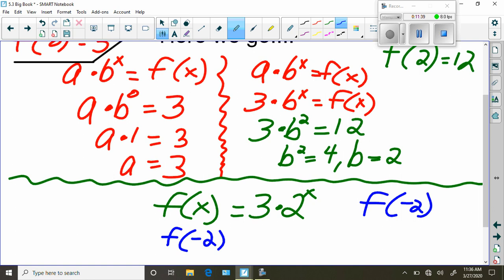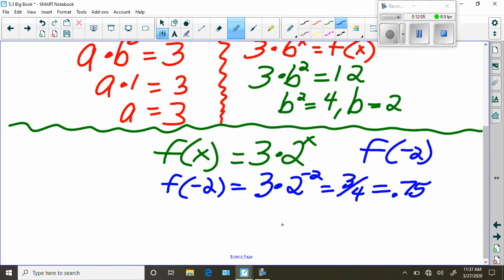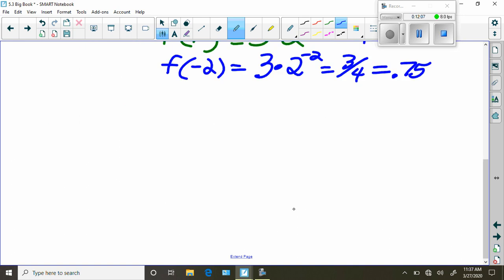Get the Chuckit. All right, so if I plug in negative 2, that would be 3 times 2 to the negative 2, which would be 3 over 4, which is 0.75. Now, if you want to see this graphically, which I did, I wanted to see if I had this right. Let's go ahead and graph this puppy. Extend that page. There we go. And let's graph this.